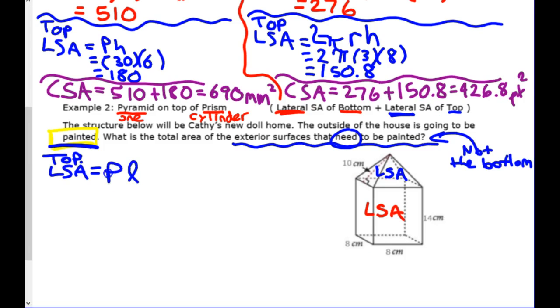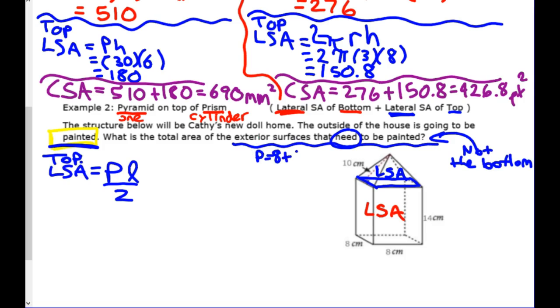PL over 2. Now, for this pyramid, what is P? The perimeter of the base. So this right here, what's the perimeter of that? I look at the very bottom, it matches. I have 8 and 8, and then the other two sides would be 8 and 8. So remember, for perimeter, you're adding up all those sides, right? So let's do that.